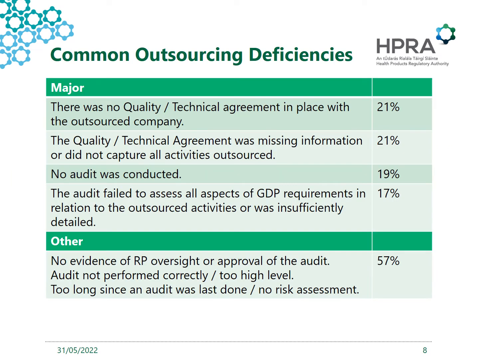Here are some of the common deficiencies that were found during the GDP deficiency review. 21% of the major deficiencies given against outsourcing were in relation to no quality or technical agreement being in place, or that they were missing information. Having a quality or technical agreement is a requirement of the GDP guidelines.